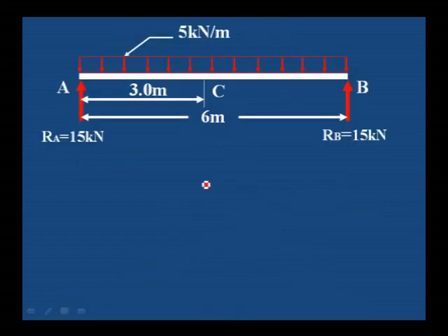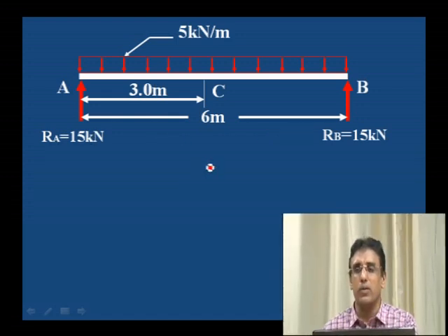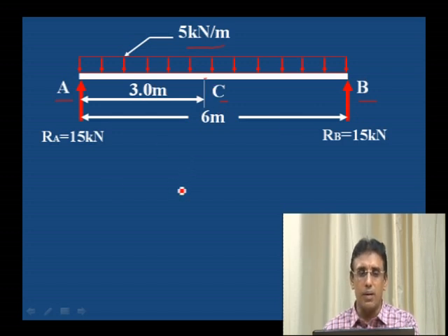Next, consider the uniformly distributed load. We have solved problems related to the point load. Let us take the uniformly distributed load. This is the simply supported beam AB carrying a uniformly distributed load throughout its length, 5 kilonewton per meter. For this beam, we will take one more point, C, the midpoint of A and B. For this, we can calculate the maximum bending moment and maximum shear force easily.